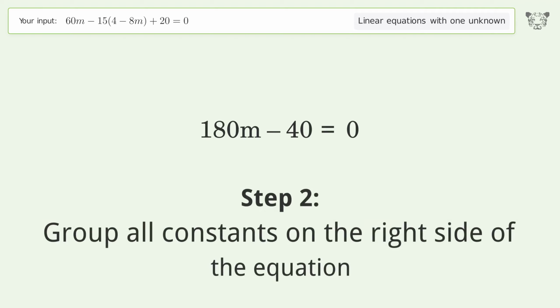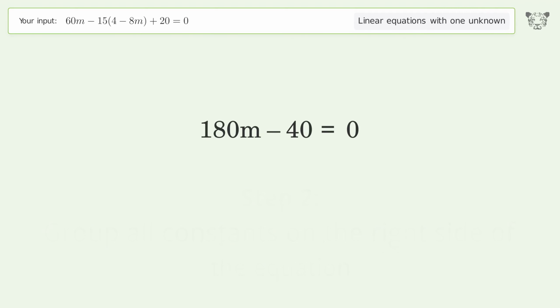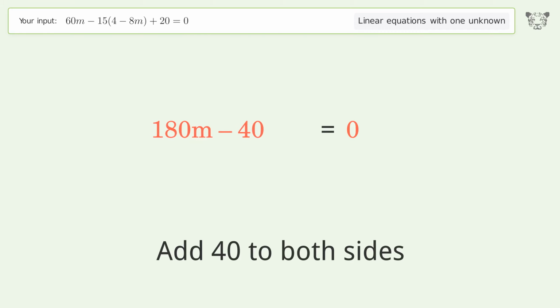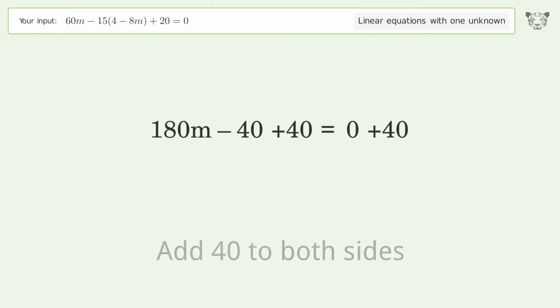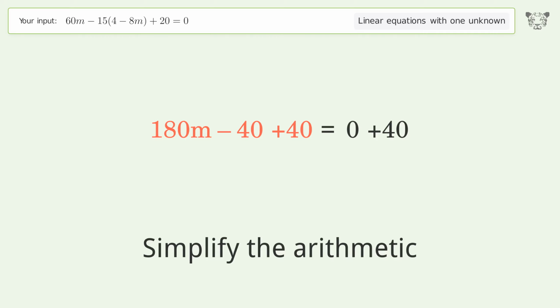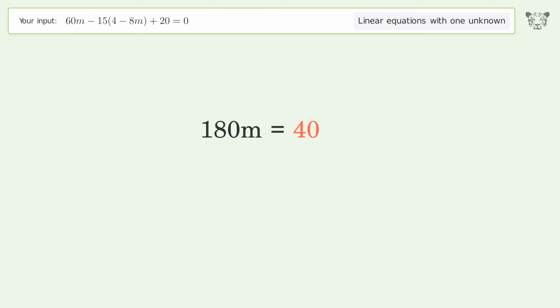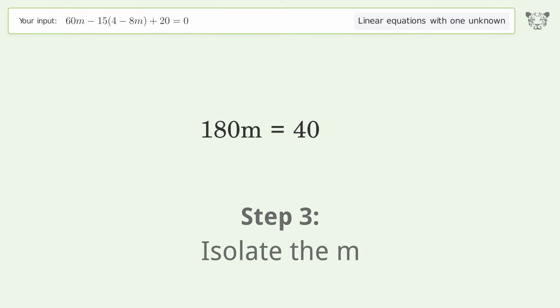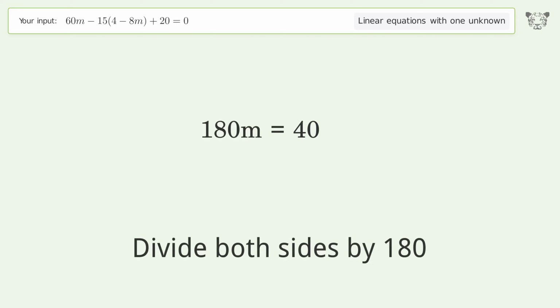Group all constants on the right side of the equation. Add 40 to both sides. Simplify the arithmetic. Isolate the m. Divide both sides by 180.